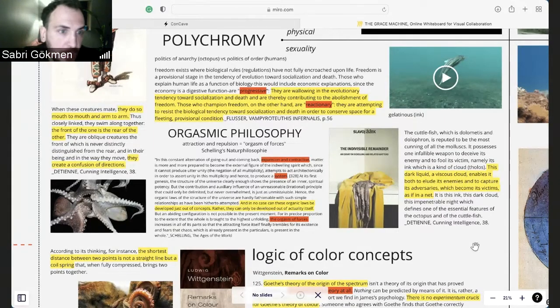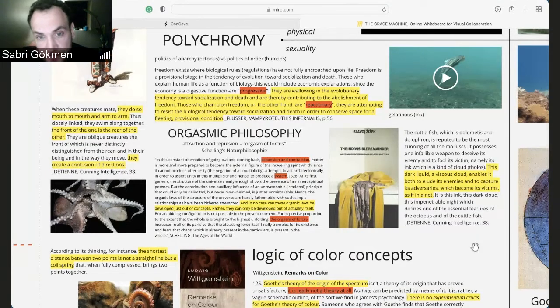So it's highly manipulative. And Flusser, again, here makes a comparison of the octopus to us, because he thinks that we are trying to give economic explanations and trying to be progressive, in quotation marks, where we have this tendency towards socialization and death, where we find ourselves engulfed in politics of order, and where we abolish freedom. The octopus represents the total opposite of this, because it's expressing more freedom that is embedded in its morphology. It's more reactionary, and it's resisting the tendency towards socialization and death, because it's more of an individual life that the octopus carries.